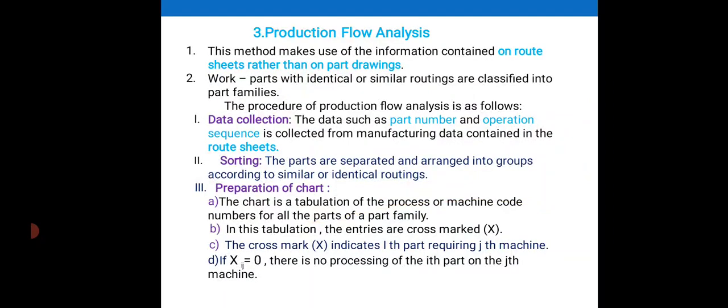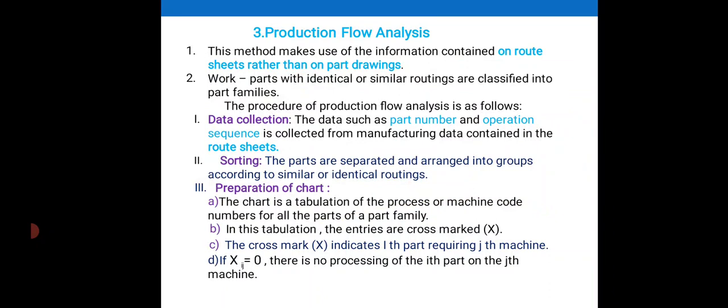Then, production flow analysis. This method makes use of the information contained on the route sheet rather than on the part drawing. Work parts with identical or similar routings are classified into part families. The procedure of production flow analysis has three steps. First, data collection: data such as part number and operation sequence is collected from the manufacturing data contained in the route sheet. Second, sorting: the parts are separated and arranged into groups according to similar or identical routings. Third, preparation of the chart.